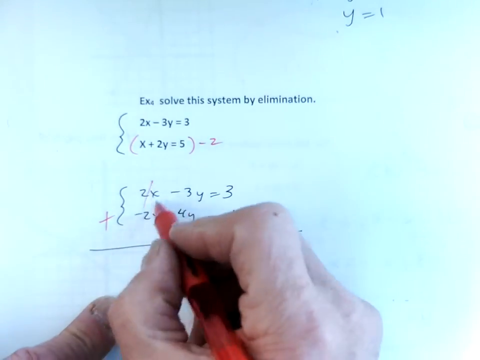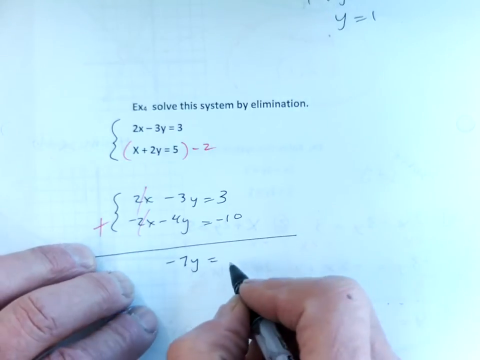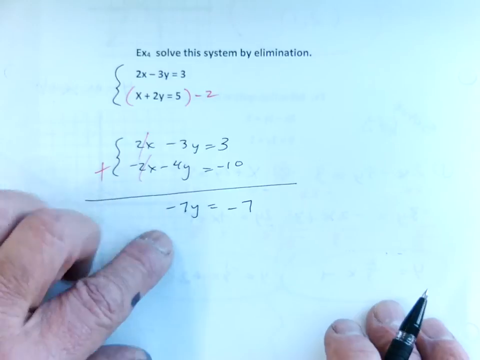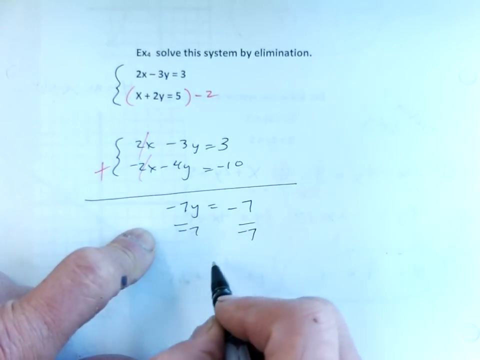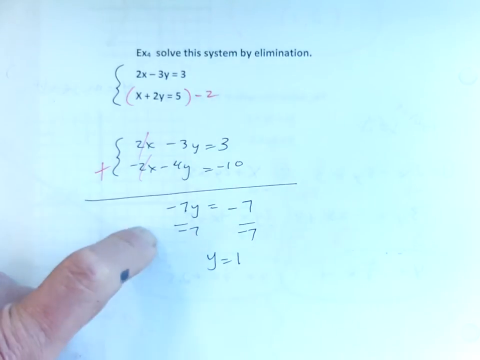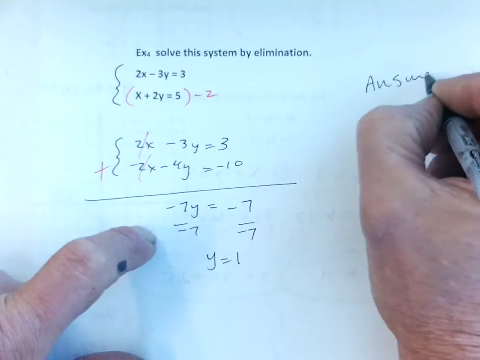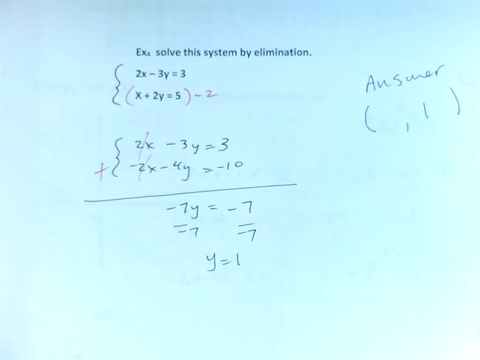X's are gone. I get negative 7y equals negative 7, right? Divide by negative 7, divide by negative 7. Y is a positive 1. So we have half our answer. Our answer is something, 1. How do we find the corresponding x value?